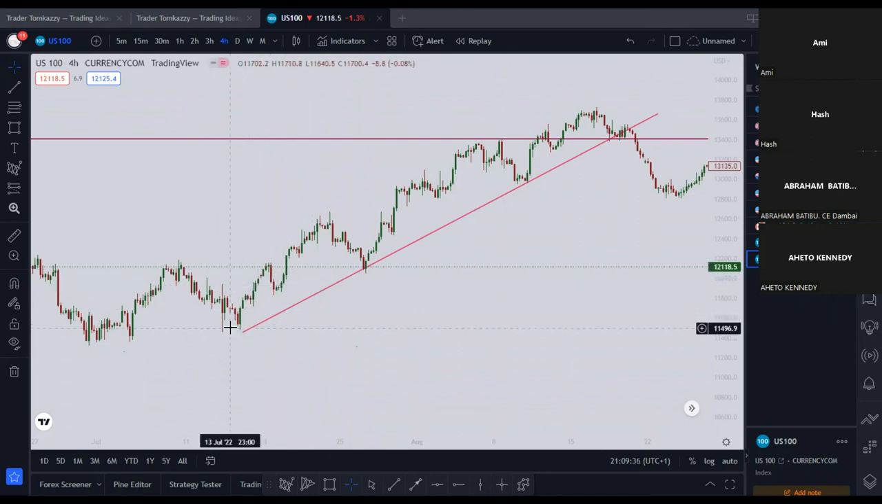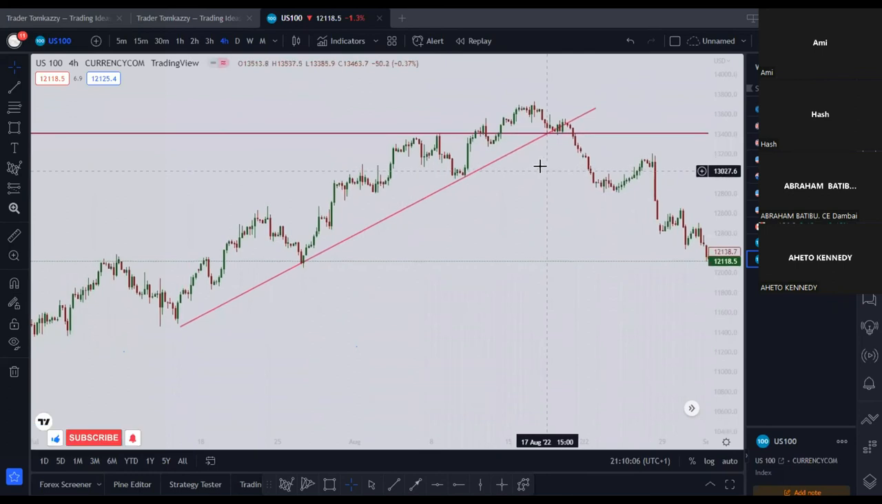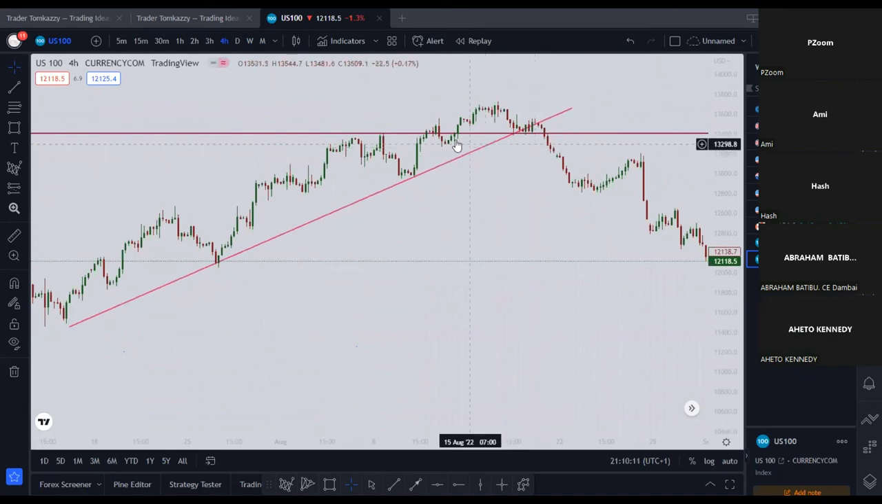Okay, so from the beginning, the momentum from the starting here, you see how strong it is. Market moved with a very strong momentum. The buyers were in control. Then the second touch did the same thing. But when you go to the third touch, the momentum was reducing. You see how it is forming? There's no more moving like the way it used to move. So that is a sign that the market is trying to do something funny. So you need to be very careful.